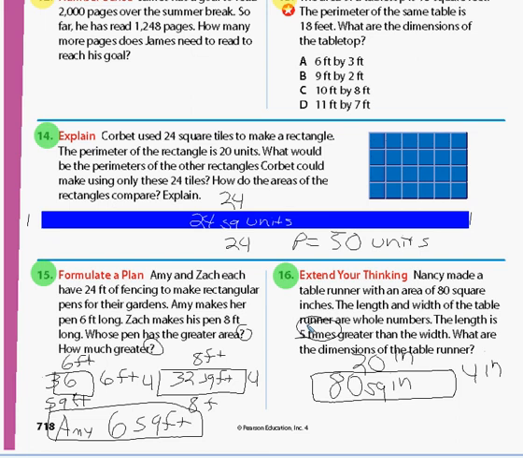Okay, I need you to go back and do all the other problems that are highlighted in yellow.